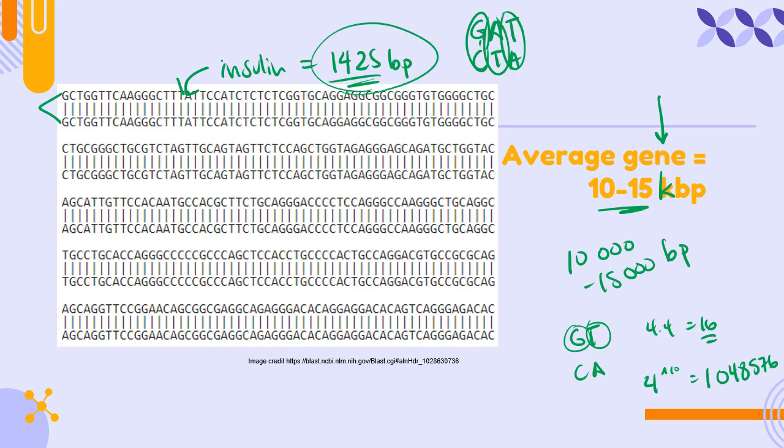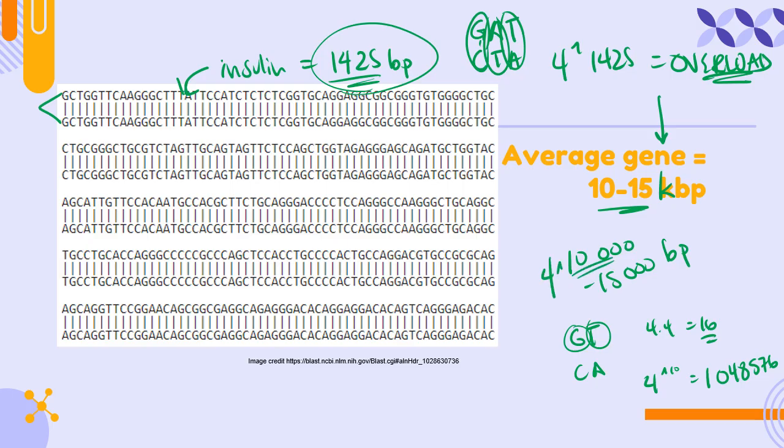Insulin is 1,425 base pairs long. So if I wanted to see how many different DNA sequences I could put together that were the same length as the insulin gene, that would be 4 raised to the 1,425th power. And I plug that into my calculator and my TI says overload. That number is too big for my calculator. Imagine if I tried to do 4 raised to the 10,000th power.